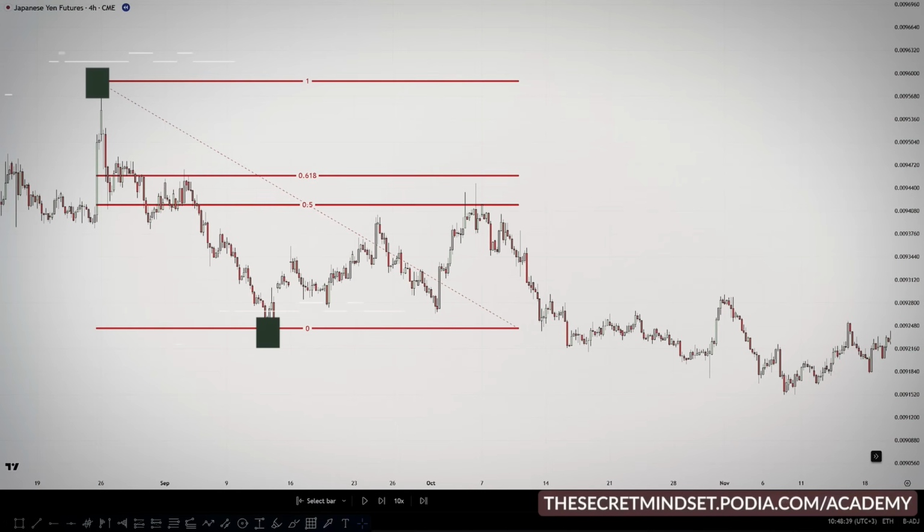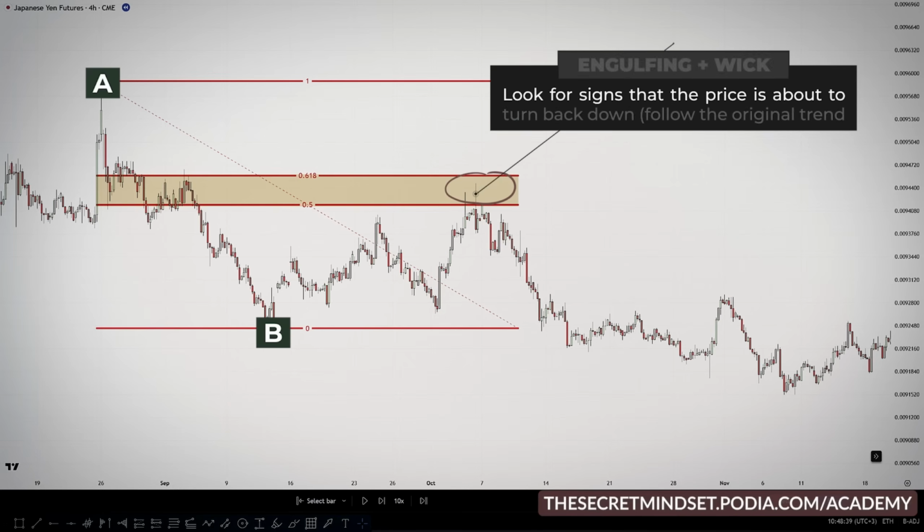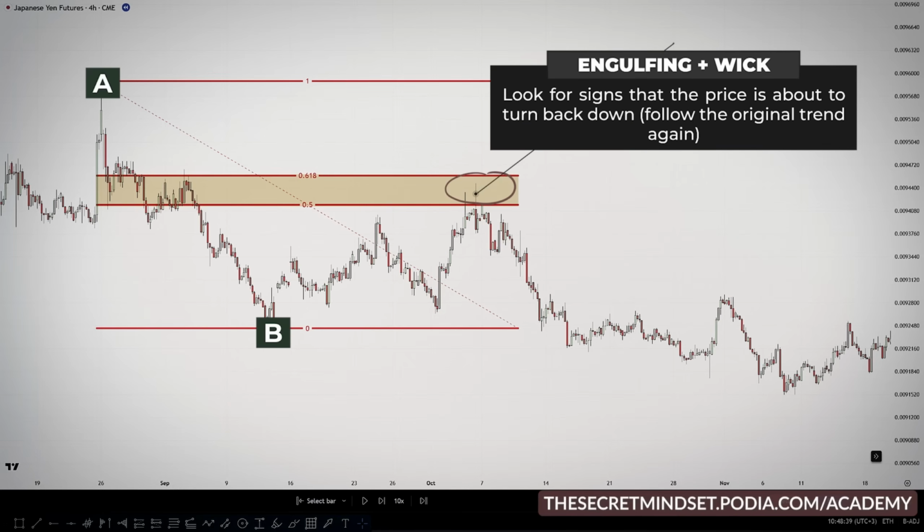This moment is when we get ready to make a move. We are looking for signs that the price is about to turn back down. Maybe it's a bearish candle forming, or other factors lining up. The idea is to catch the market just as it's deciding to follow the original trend again.